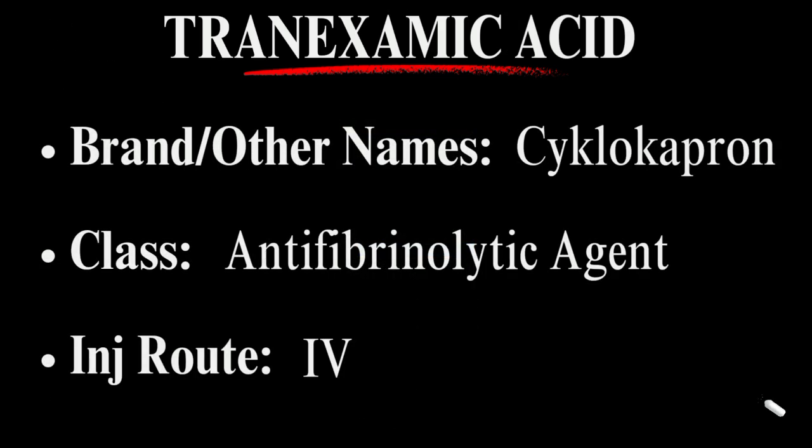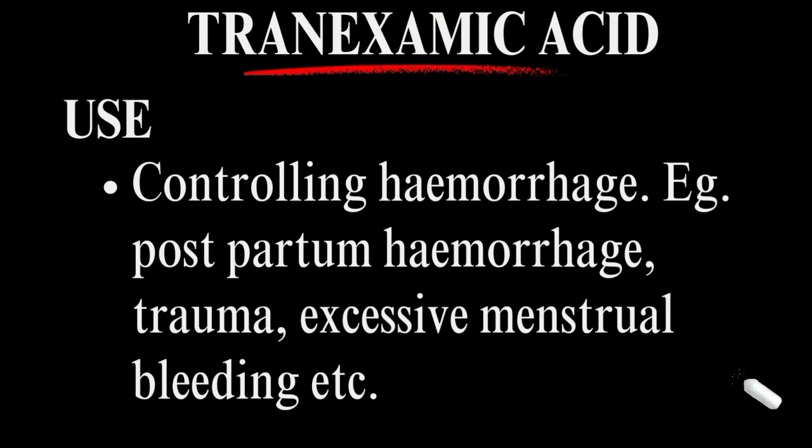Tranexamic acid is sold under the brand name Cyklokapron. It's an antifibrinolytic agent that works by blocking the breakdown of clots in order to prevent bleeding. The route of administration is IV only. It's used to control bleeding such as postpartum hemorrhage, trauma, excessive menstrual bleeding, etc.